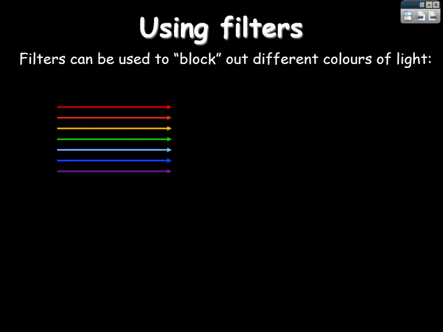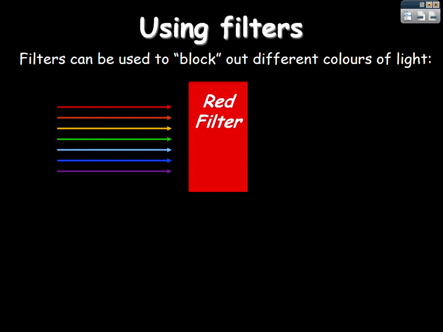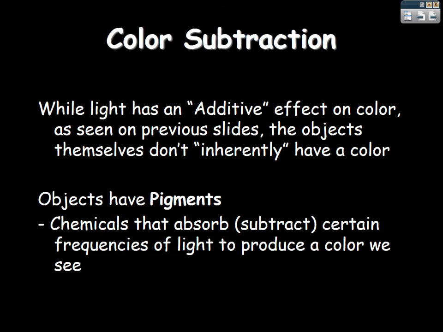We also could possibly use filters. A red filter is exactly what it sounds like: it's only going to allow red through. It filters red through, so filter means let through. Everything else gets blocked. So that's color addition, or the additive effects of color. What we are now going to look at is what's called color subtraction.